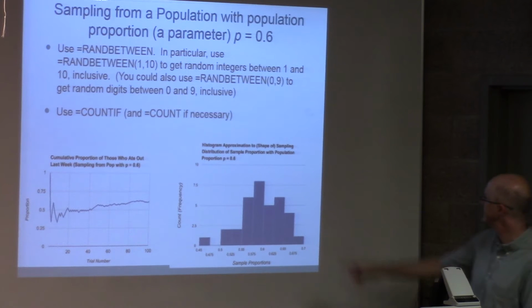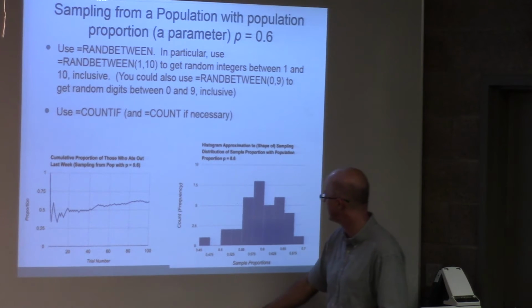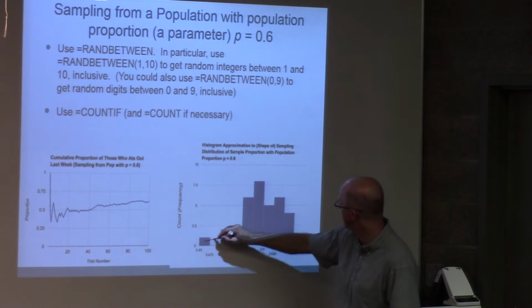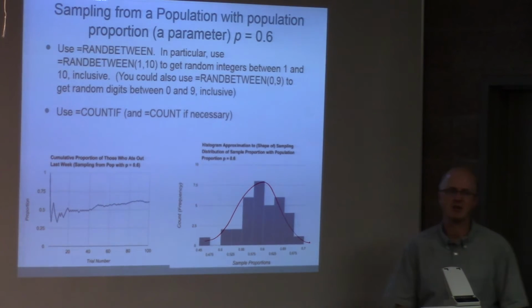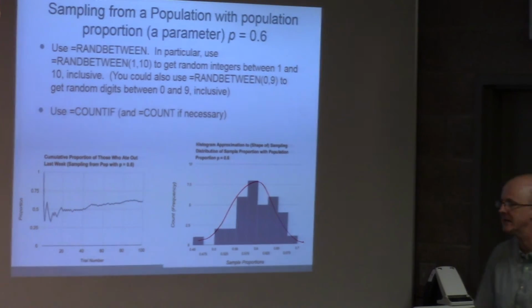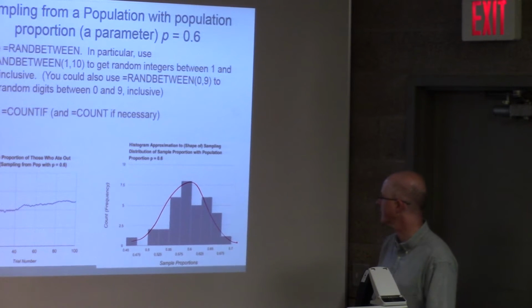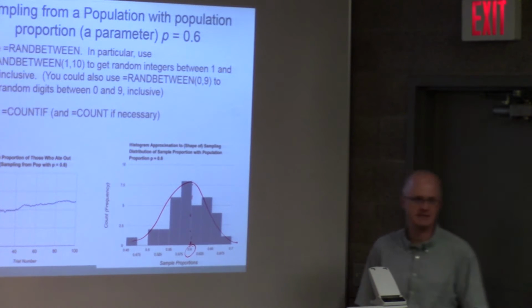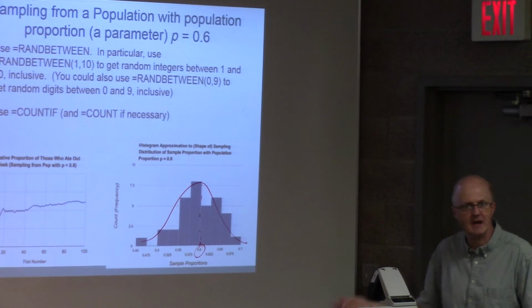What's this graph? This is a histogram that's an approximation to the shape of the sampling distribution of the sample proportion with the population proportion p equals 0.6. The true sampling distribution would be shaped fairly much like a normal curve. It's actually not exactly a normal curve because technically p hat is discrete, not continuous, but it's well approximated by a normal curve. It should be centered on the true population proportion, that's a 0.6 right there, if I'm doing random sampling, and I'm assuming rand between does that.